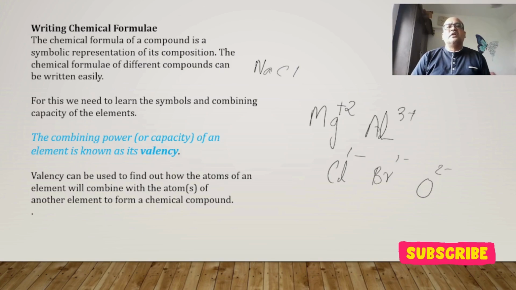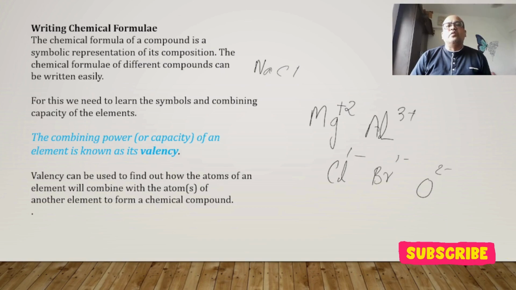Now let us write down a chemical formula. How to write a chemical formula? A chemical formula of a compound is a symbolic representation of its composition, NaCl. The chemical formulas of different compounds can be written very easily.